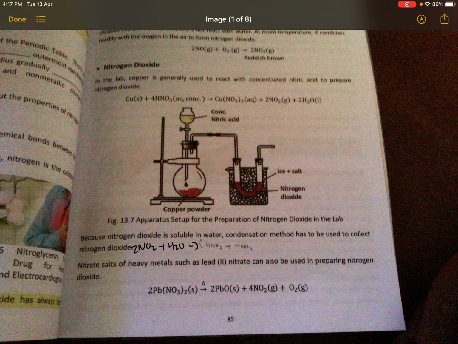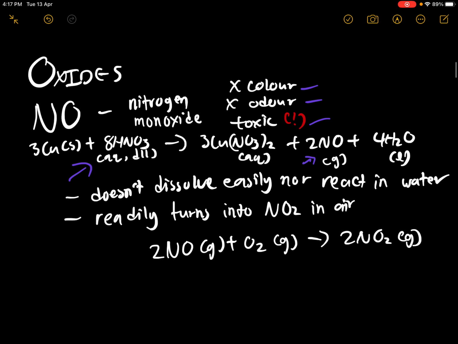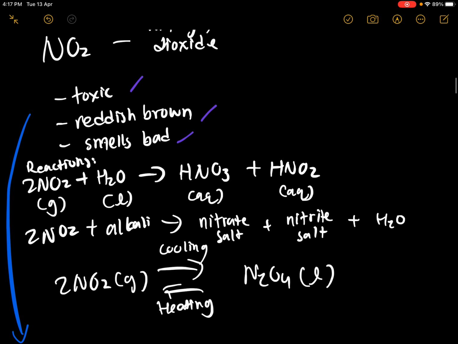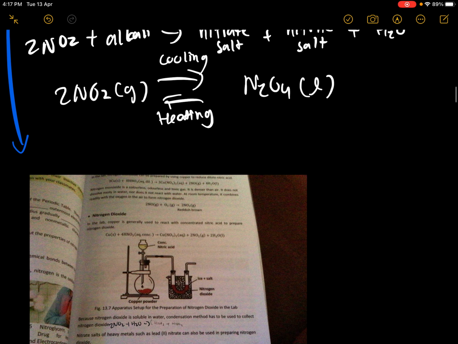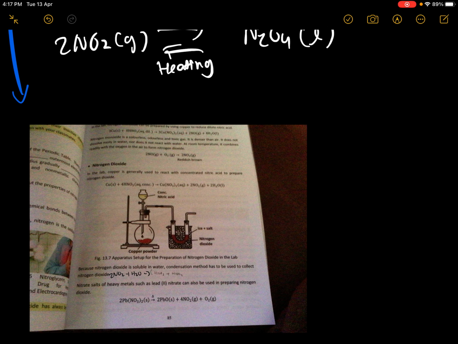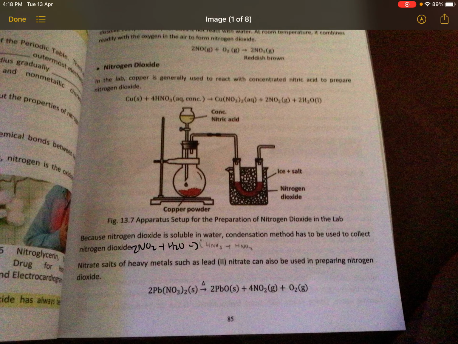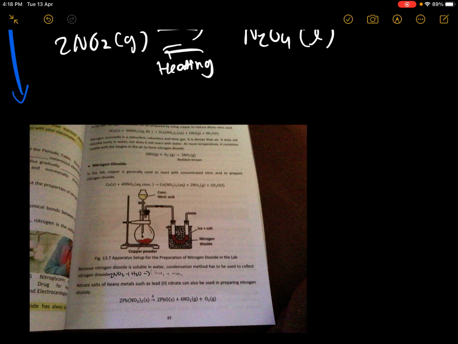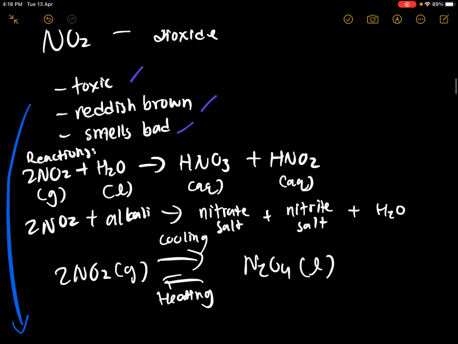And also because nitrogen dioxide is soluble in water. For nitrogen monoxide, since it doesn't dissolve easily, theoretically you can use the water displacement method. But nitrogen dioxide is soluble in water, so you cannot use that. You need to use the condensation method. What is the condensation method? You react the thing with water.